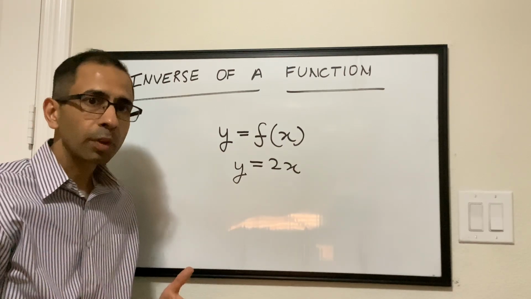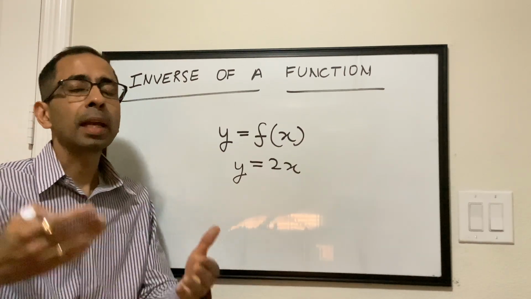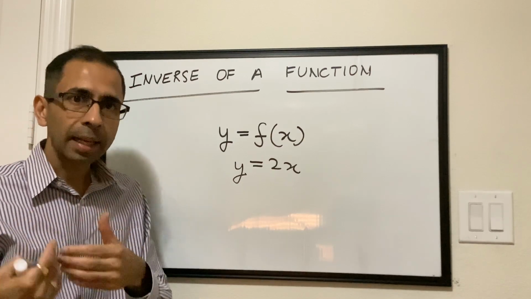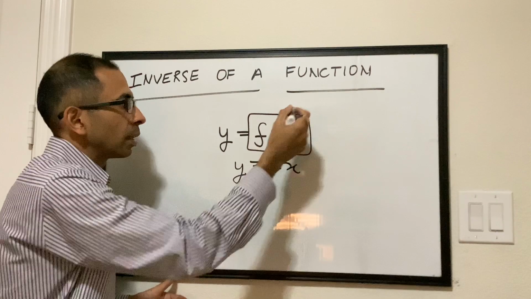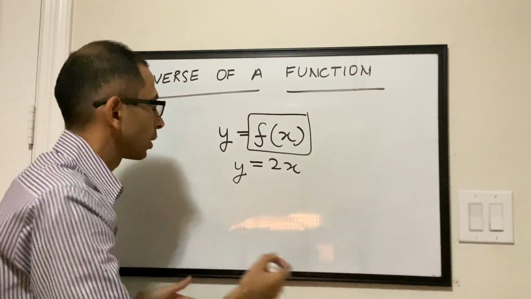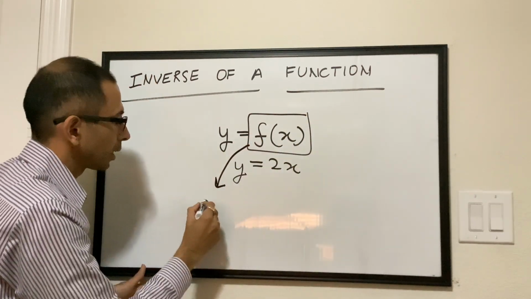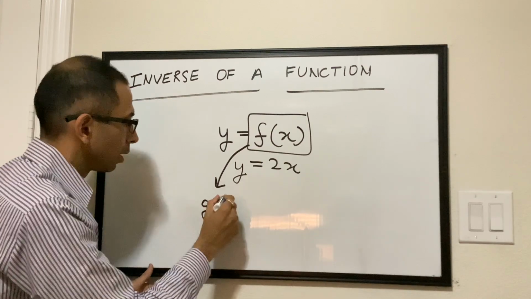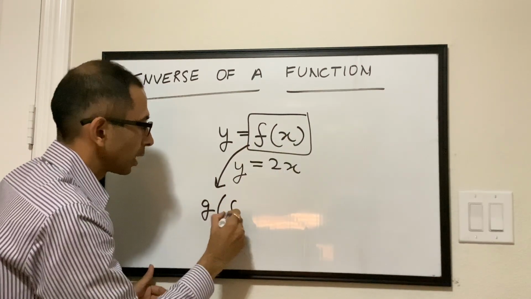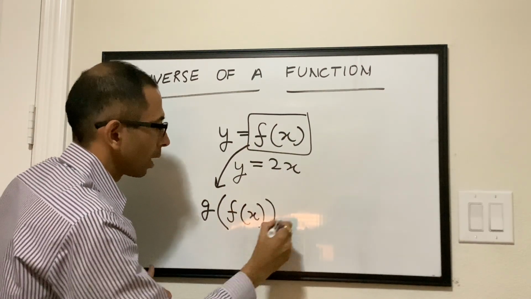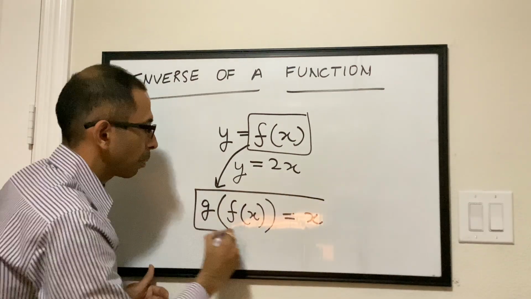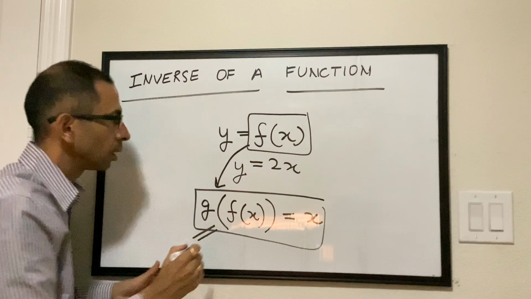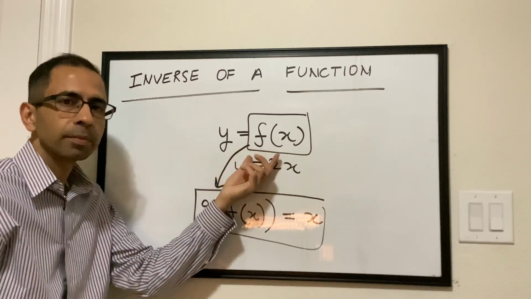Now, what is the inverse of a function? The inverse of a function will be any other function which exists such that it takes this as an input and gives back x. So essentially, let's say we have a function g which takes this f(x) as an input and gives back x. If that happens, then function g would be the inverse of function f.